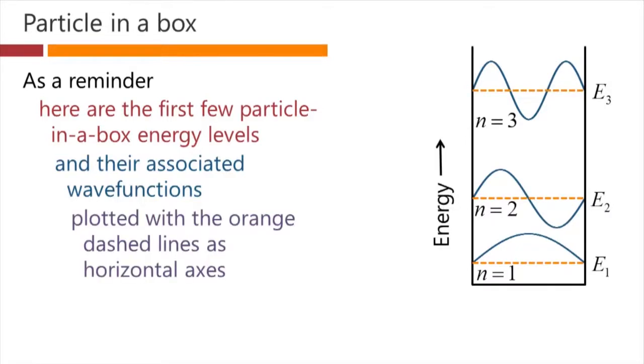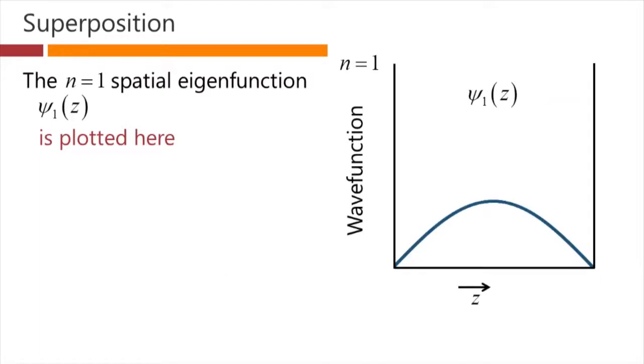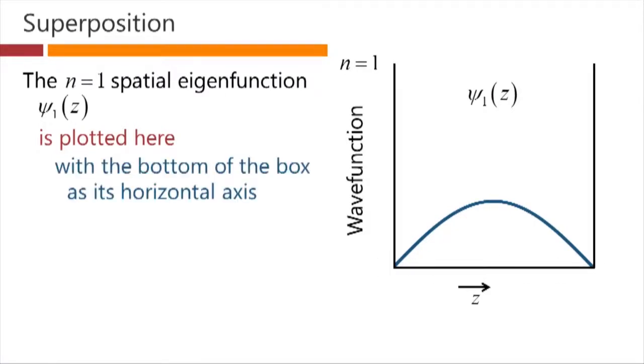And here we've been plotting these in each case with these orange dashed lines as the axes we've been using to plot the wave functions. Just a nice way to do it. What we're going to do now is plot the same wave functions one at a time, but now we're going to use the bottom of the box as the horizontal axis. So here's the first wave function, psi 1 of z.